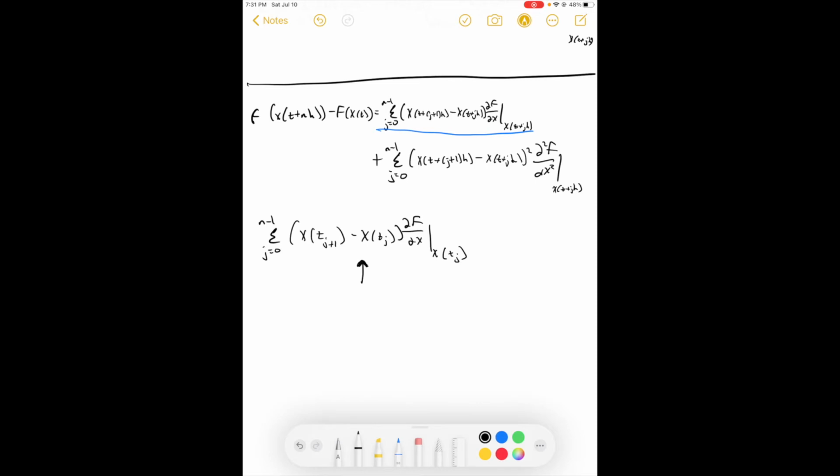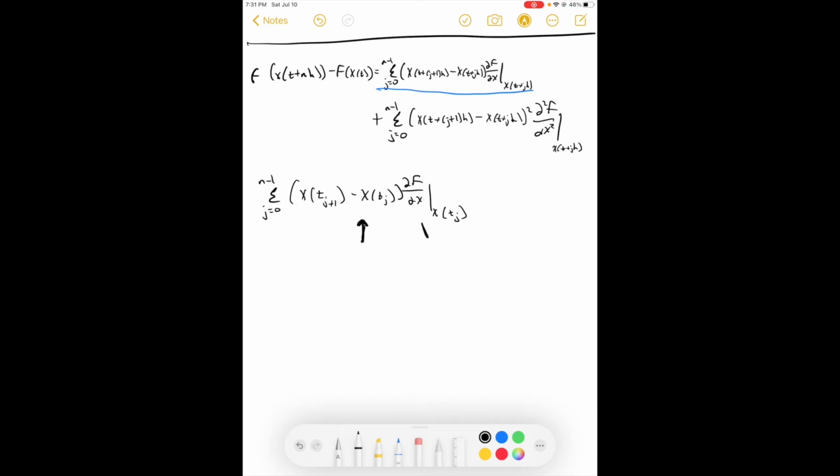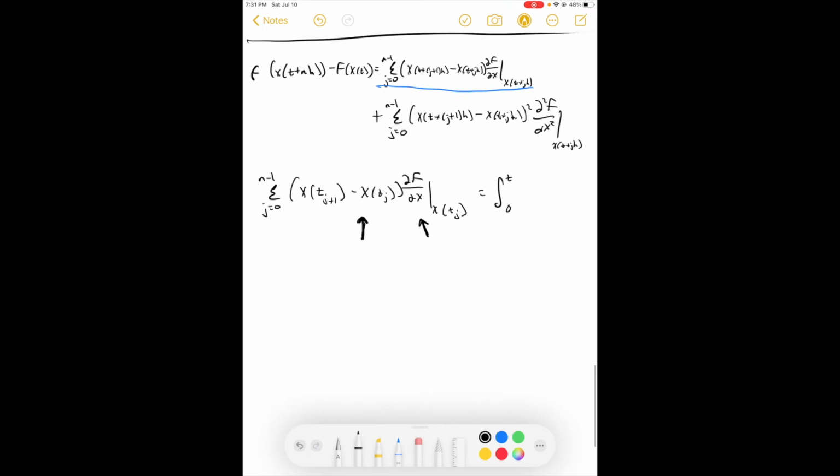Now if you think back to that last video on the Ito calculus, which if you haven't watched, I definitely recommend you go back, what we're really doing here is the same as the integral from t to t plus delta t of the derivative of f with respect to x dx. Where if you think about it, this first part would be the width of a rectangle, and this is the height of a rectangle.